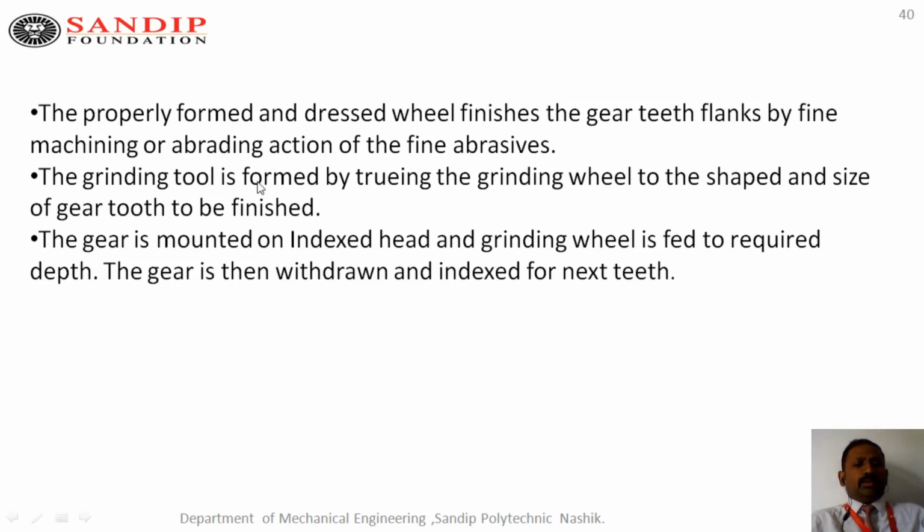The grinding tooth is formed by truing the grinding wheel to the shape and size of the gear tooth to be finished. As you wear out the sharp cutting edge of a tool, it needs resharpening; similarly for the grinding wheel, truing is the process. The gear is mounted on an index head and the grinding wheel is fed to the required depth. The gear is then withdrawn and indexed to the next tooth.